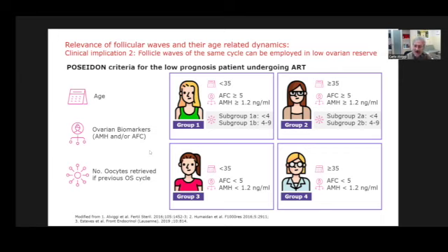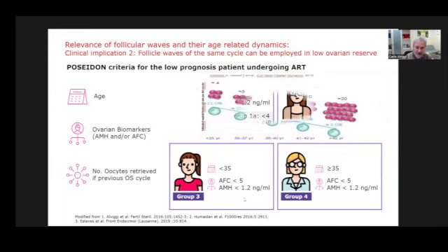That is a classification system that has been proposed recently for low prognosis patients. And if we consider groups 3 and 4, we are talking about patients with very low ovarian reserve.